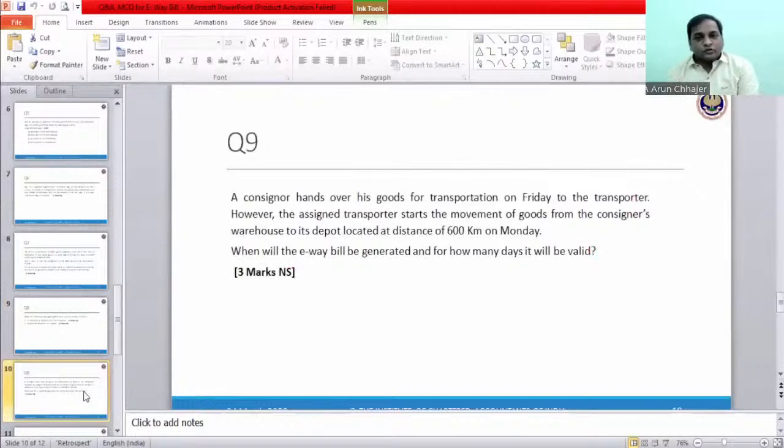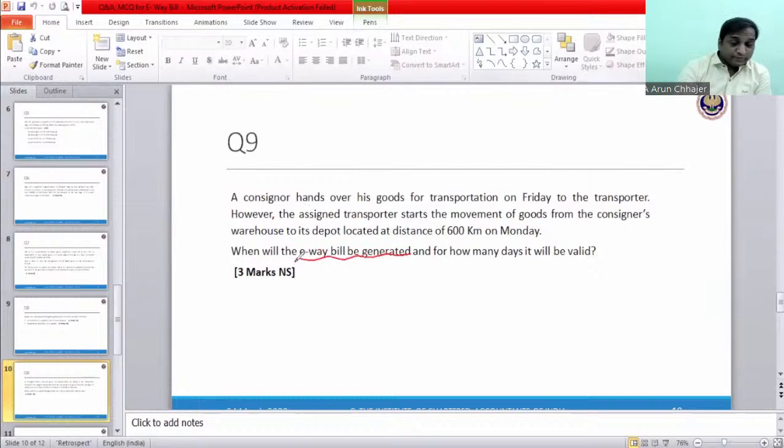Consignor hands over the goods to the transporter on Friday for transportation. However, the assigned transporter starts the movement from the consignor warehouse to its depot located at a distance of 600 kilometers on Monday. When will the e-way bill be generated? For how many days will it be valid?